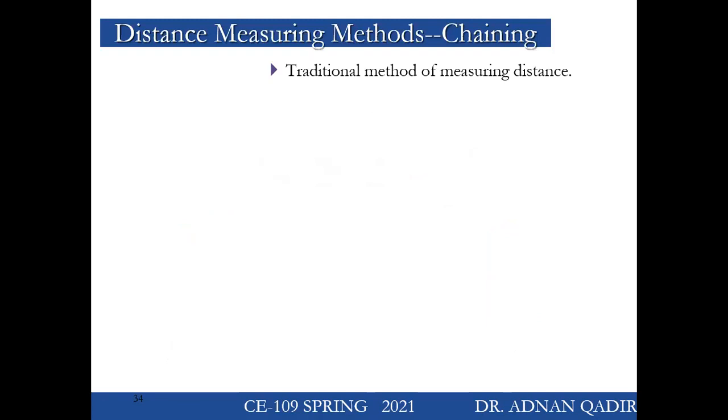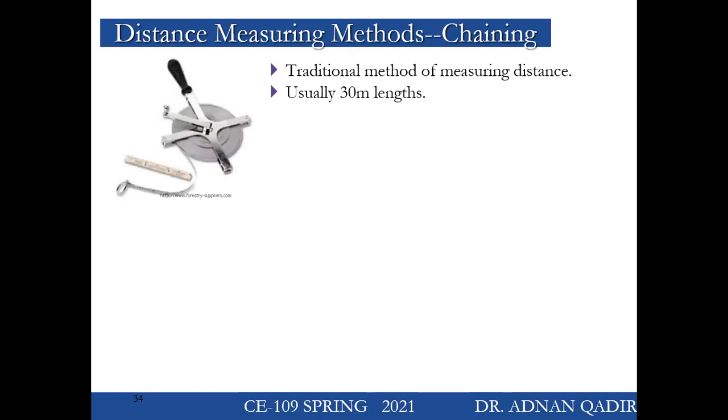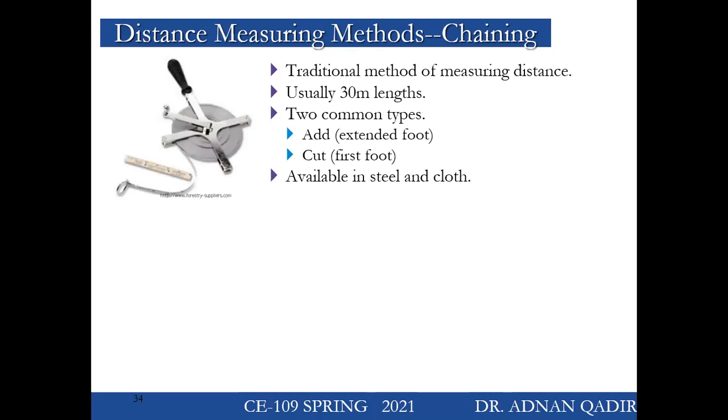Another method is known as chaining. It's a traditional method of measuring distances, usually 30-meter length or 100 feet, let's say. Two common types, available in steel and cloth.